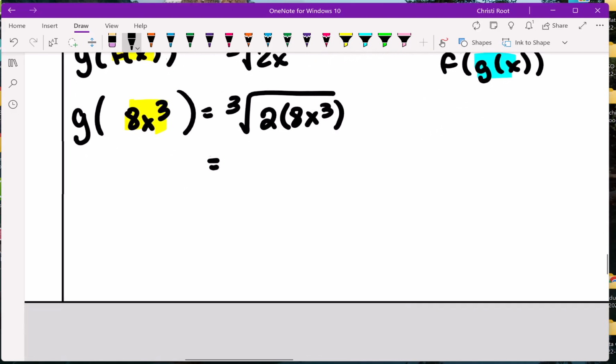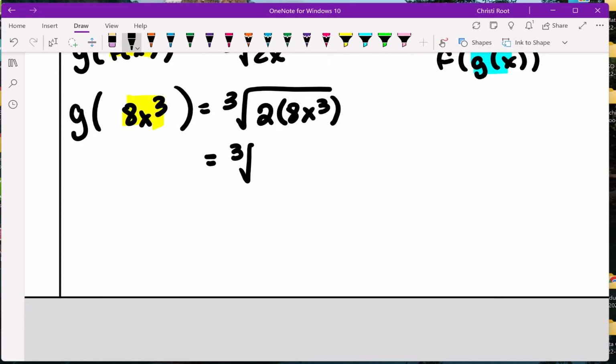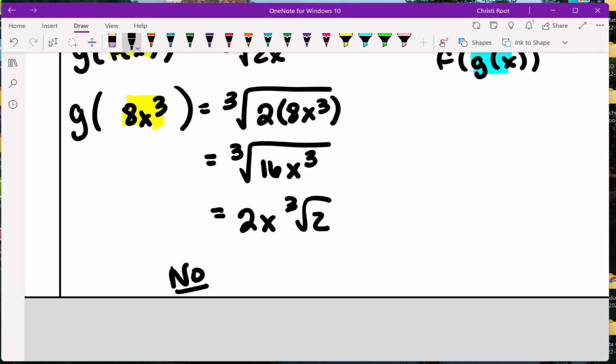Okay, ooh, that's kind of interesting. So I've got the cube root here. 8 times 2 is 16. x to the power of 3. What is the cube root of 16? Do we know that? I don't think we have a cube root of 16 because cube roots are like 1, 8, 27. So if this doesn't equal x, then these can't be inverses of each other. So this actually does not equal x. It's actually equal to 2x cube root of 2. So this is no. This is not going to work.